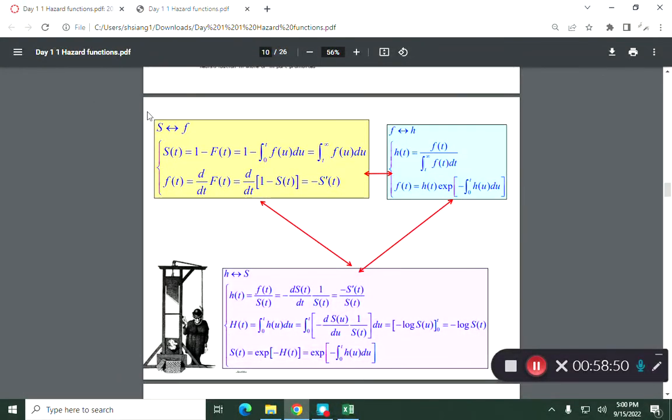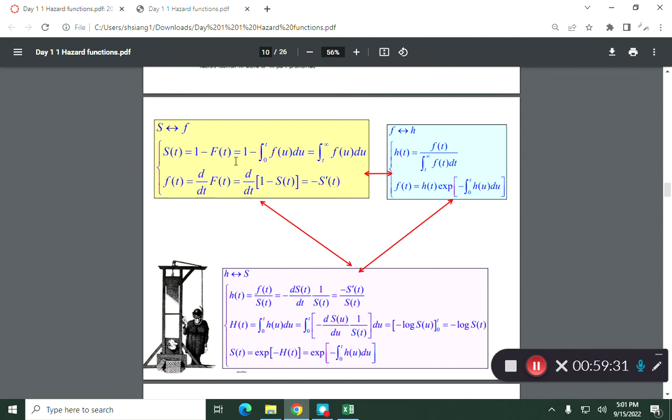The triangle relationship is a critical relationship between your survival function and your PDF, your PDF and your hazard function, and your hazard function against your survival function. So these things shouldn't be memorized. These things should be visualized. All three. First, survival function equals 1 minus the CDF. Agree?